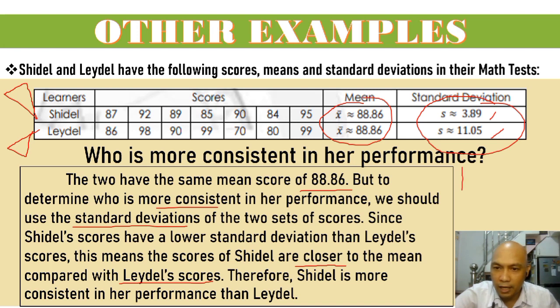Pati nga range ay kaya nating identify. Ang range ni Scheidel is 95 minus 84, magiging equal to 11. Samantalang ang range ni Leidel ay 99 minus 70, magiging 29, di ba? Mapapansin mo, yung pinaka-best performance niya is 99 pero ang pinaka-least performance niya naman ay 70. Ang layo, di ba? Kaya talagang kay Scheidel ay compressed, samantalang kay Leidel ay scattered.